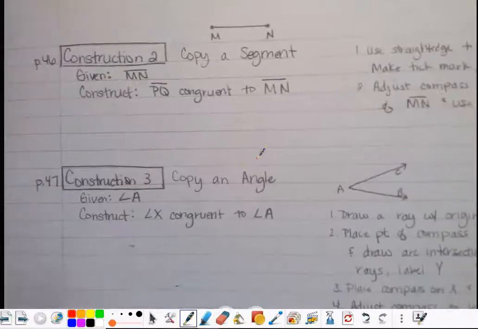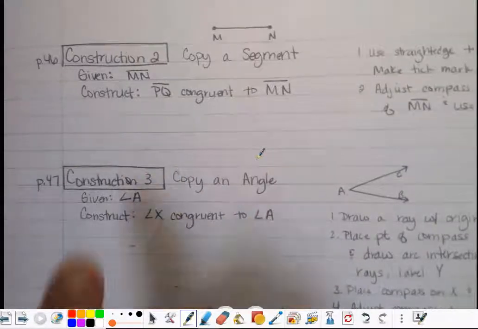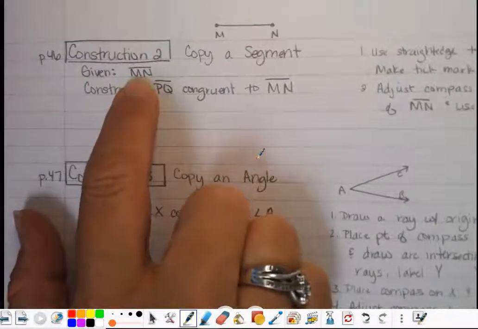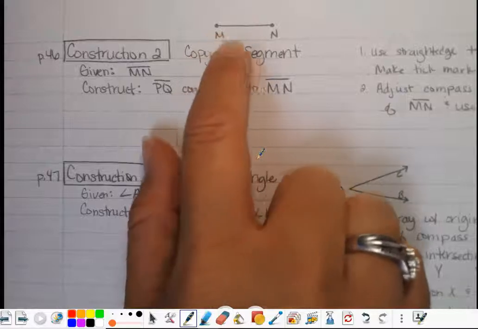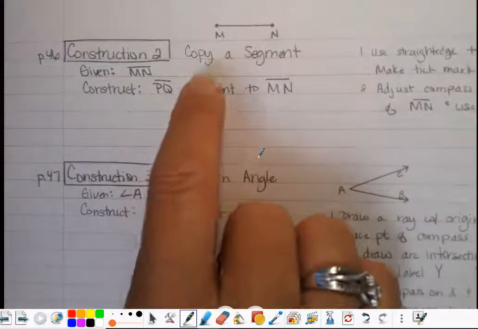I like making circles. All right, good. Construction 2, it's also on page 46, if you want to look there. We're going to copy a segment. So we are given segment MN, which is right here. We're going to copy it.